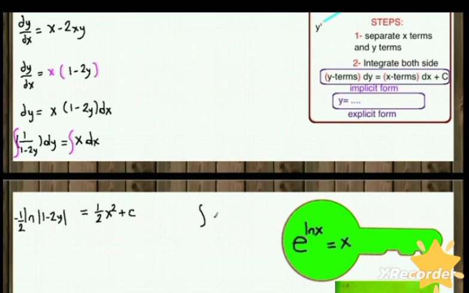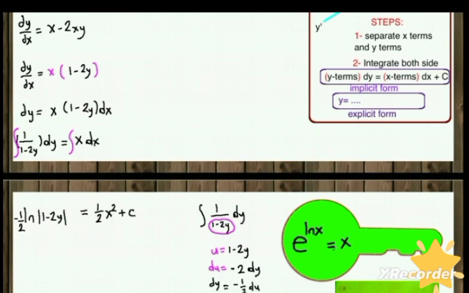Let's do it here. Integral of 1 over (1 minus 2y) dy. We're going to call this part of the integral u, so u equals 1 minus 2y. Then du is the derivative of 1 minus 2y. The derivative of 1 minus 2y is negative 2 dy. And if we solve for dy, we get dy equals negative 1/2 du.